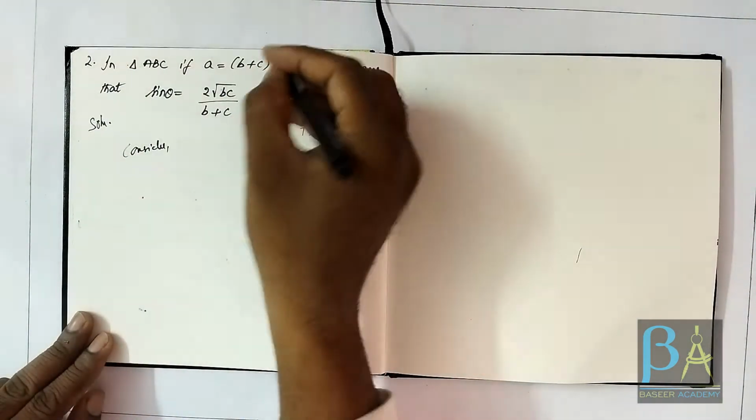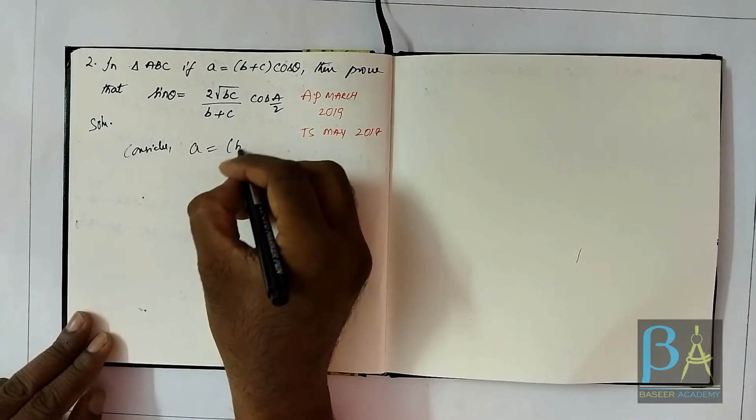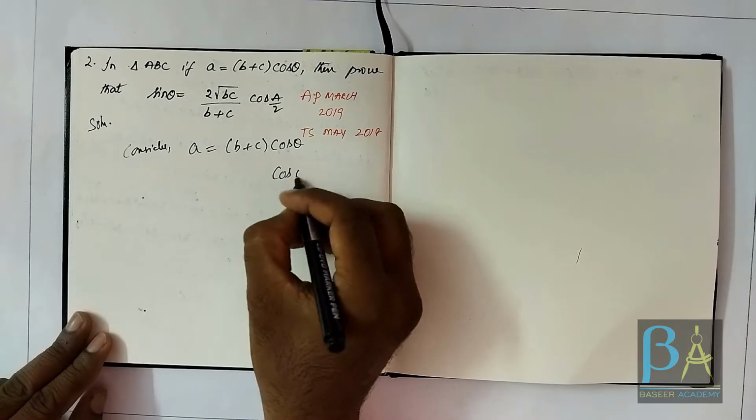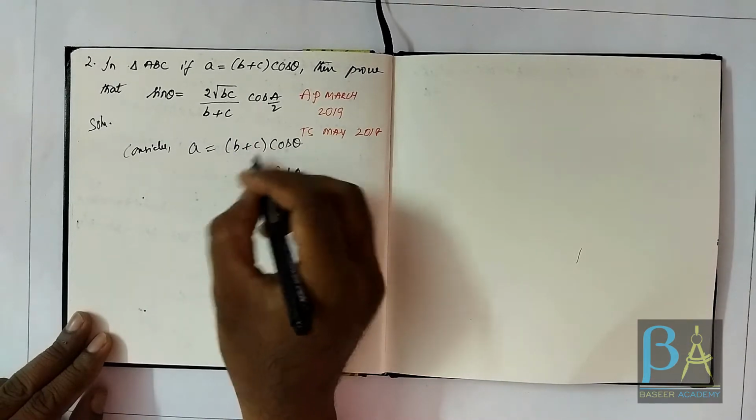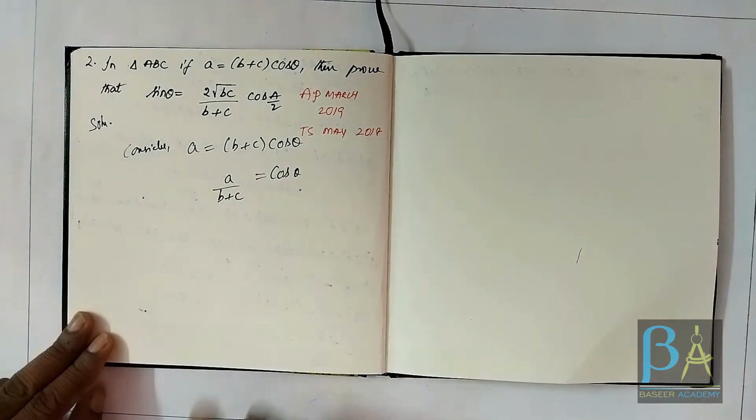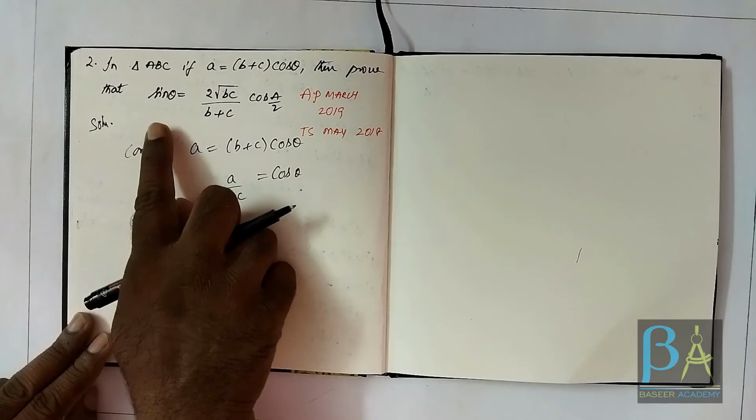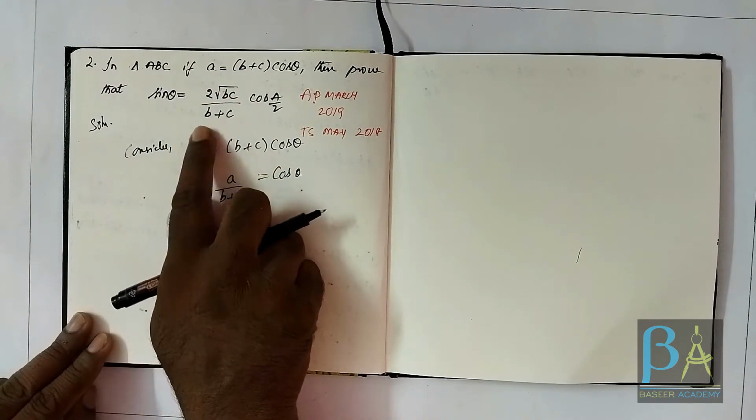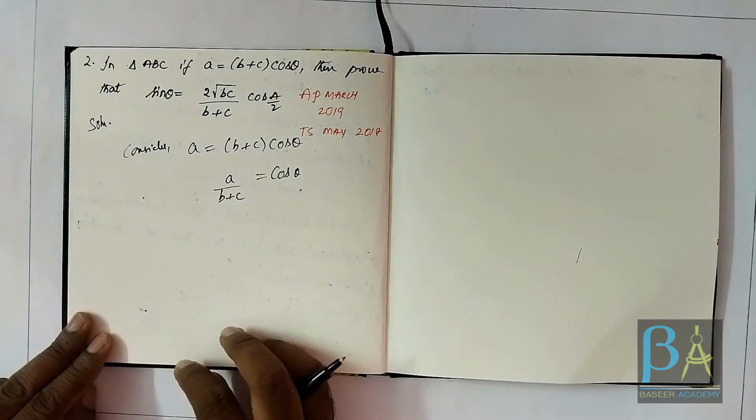Let us first consider what is given to us here. It says A is equal to B plus C cos theta. So what is cos theta going to be here? Since B plus C is multiplying on the right hand side, B plus C would be dividing on the left hand side. So I have A by B plus C as cos theta. I am supposed to prove sin theta is equal to 2 under root BC by B plus C into cos A by 2.